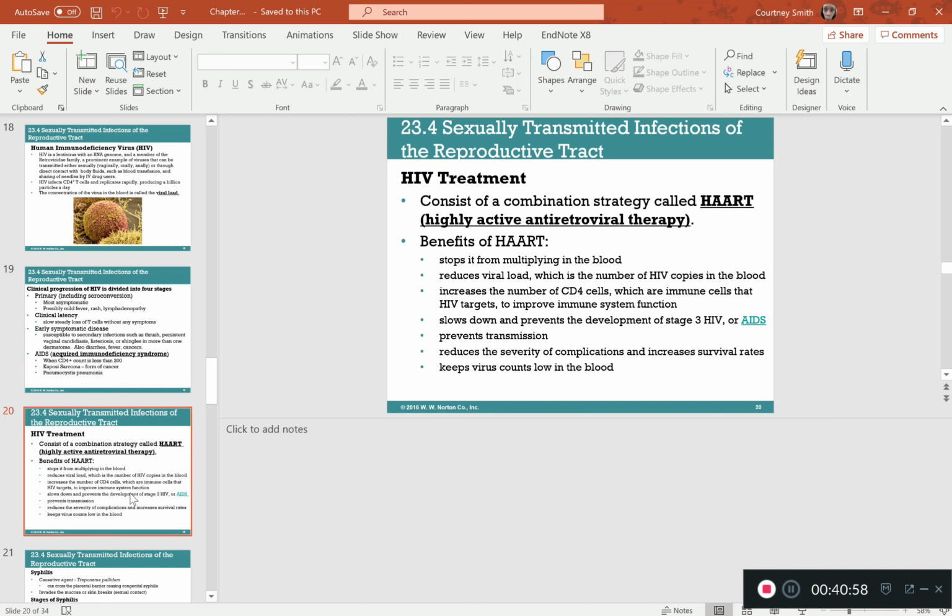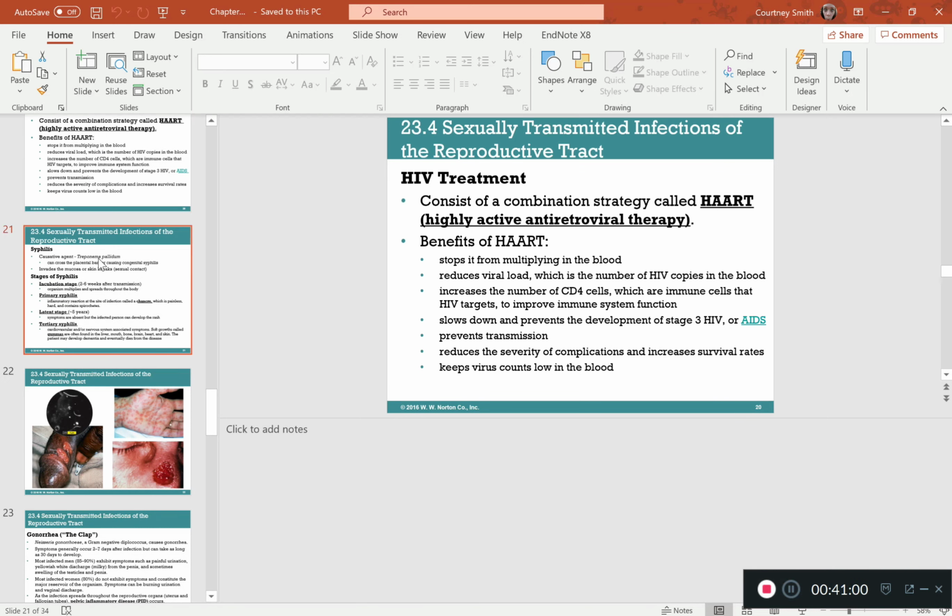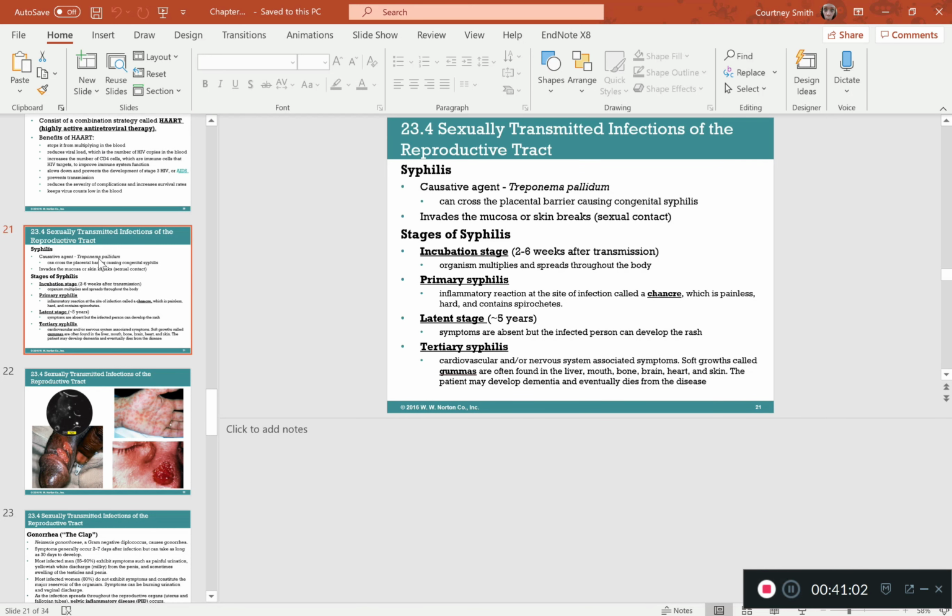Okay, so let's talk about syphilis. Syphilis occurs in primarily 4-ish stages. It is caused by a bacteria. What it does is it will invade the mucosal lining and break down skin through sexual contact. There is an incubation stage, which is roughly 1 to 2 months after contracting the disease, and this is where the organism is replicating, making more of itself, and spreading throughout the body.